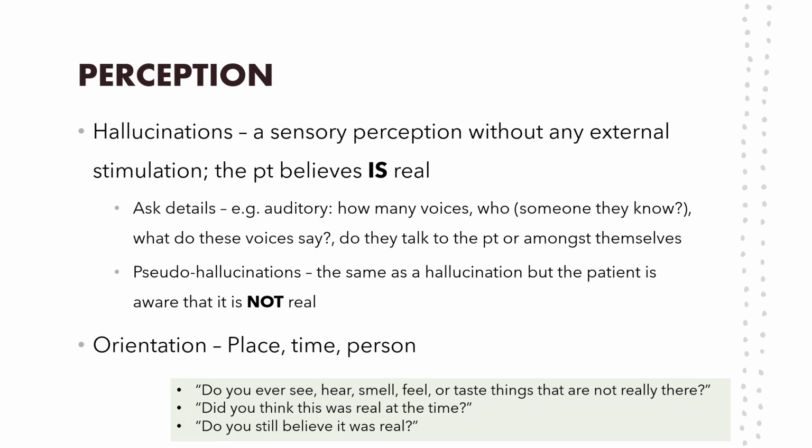Now, the next component of the mental state examination is the perception and cognition. With perception, you want to find out if the patient is experiencing any hallucinations or pseudo hallucinations or illusions. As human beings, we all have five senses, and usually we get external stimuli to trigger these senses. But with hallucinations, the patients feel these senses being triggered, but there is no external stimulus that would trigger this. And the patient believes that they're real.